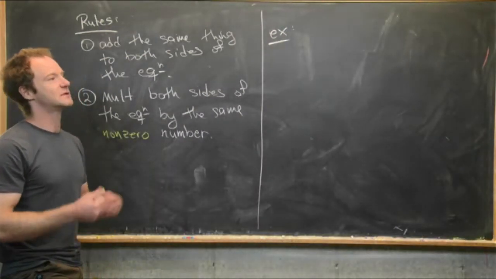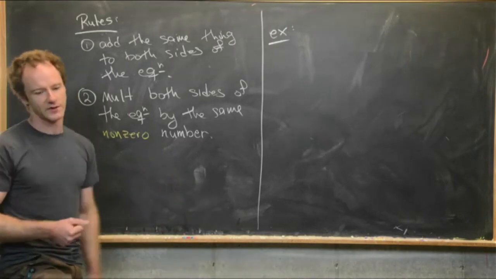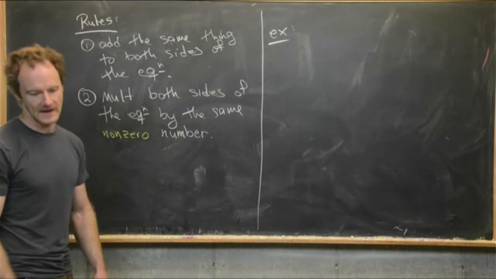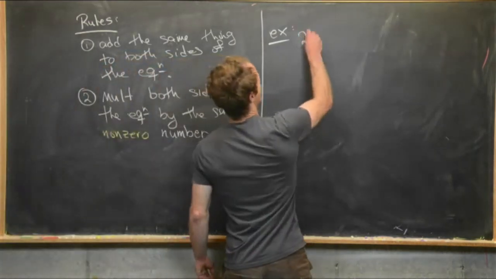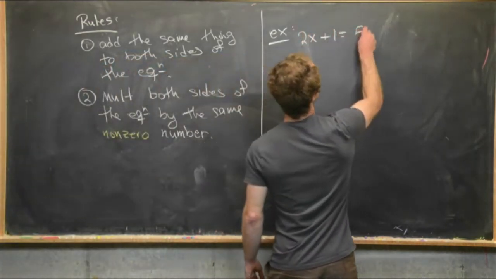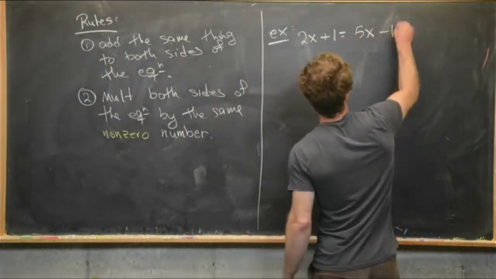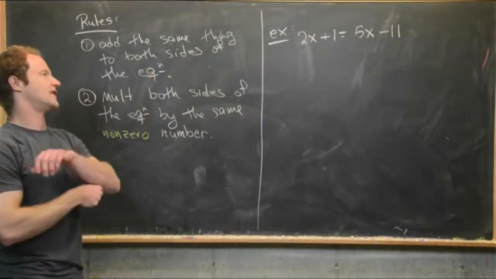And then we'll build up to more complicated ones that will involve us being very, very careful with the order of operations. Yeah, good. So let's look at this maybe. 2x plus 1 equals 5x minus 11. So let's say we want to solve that.